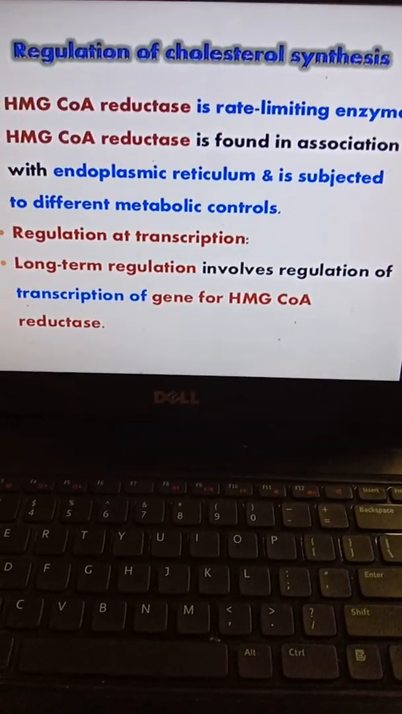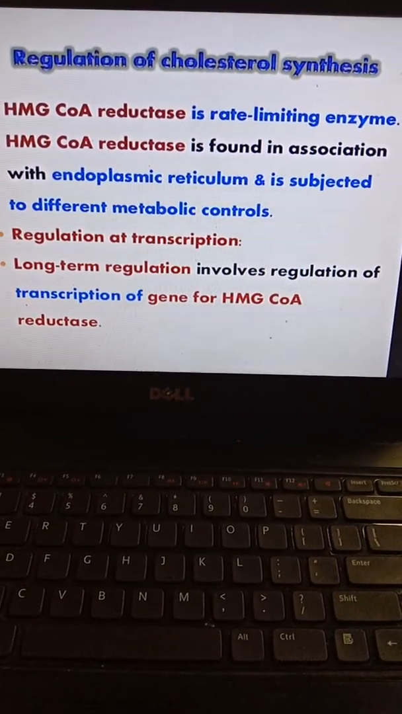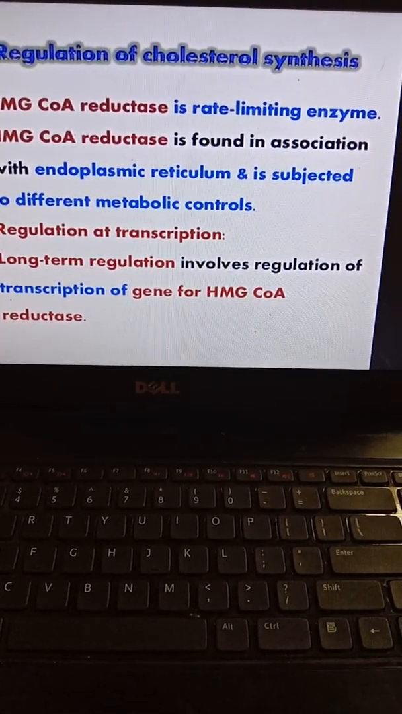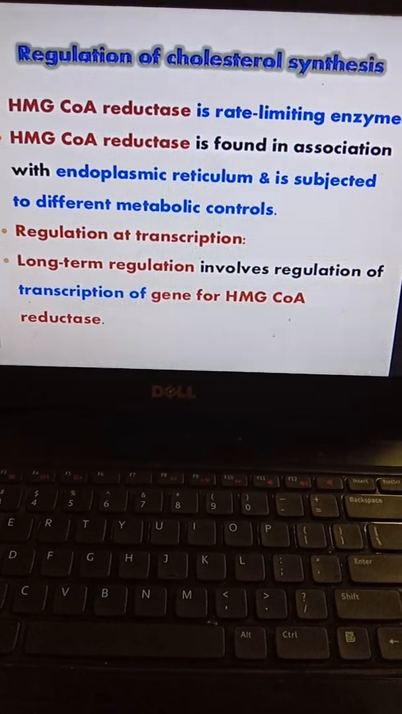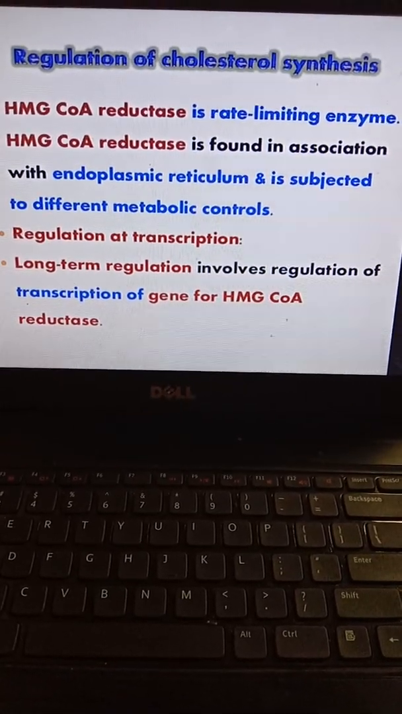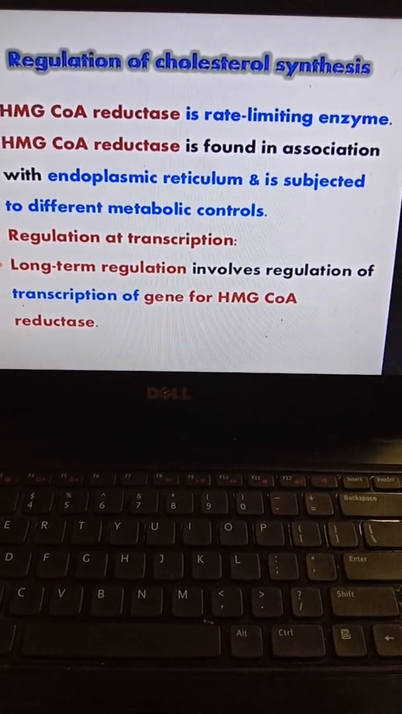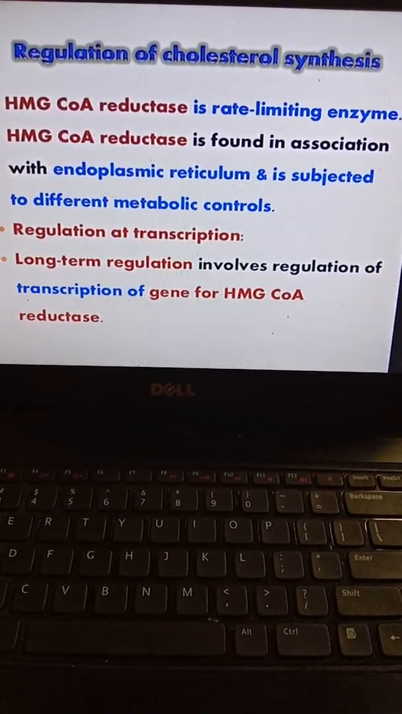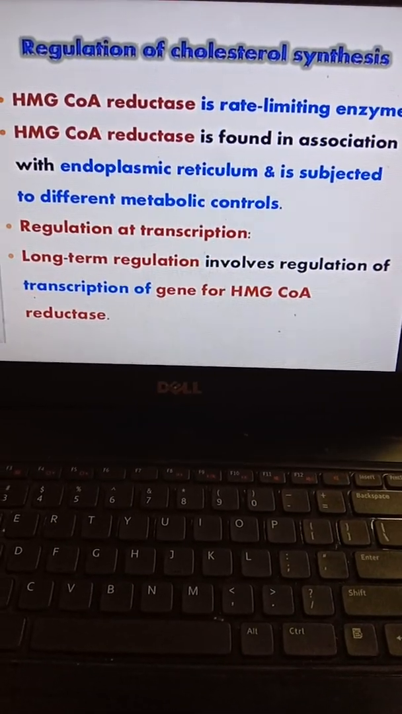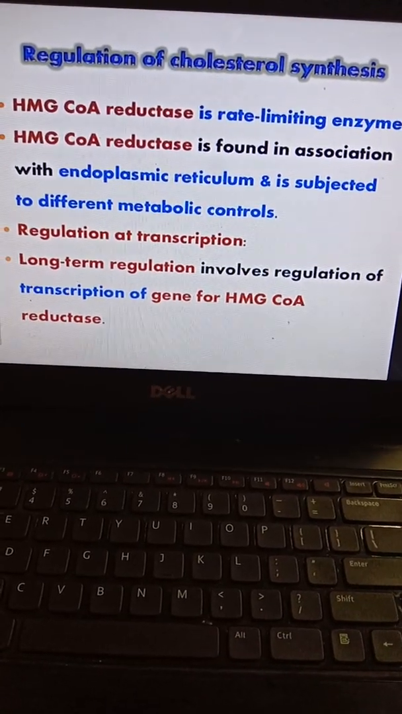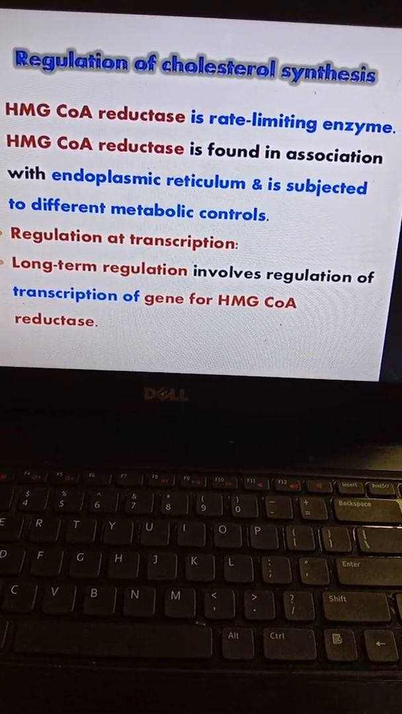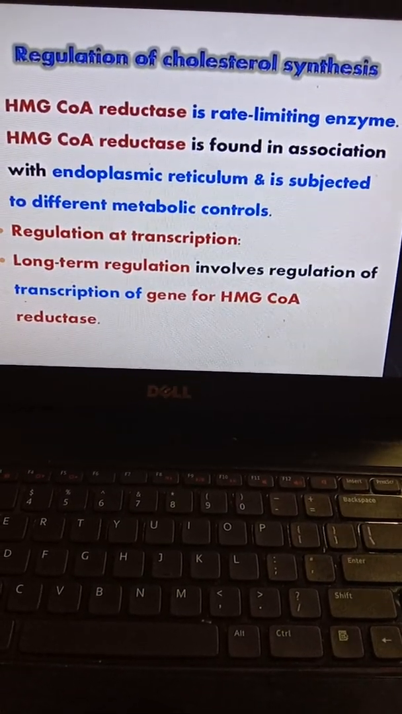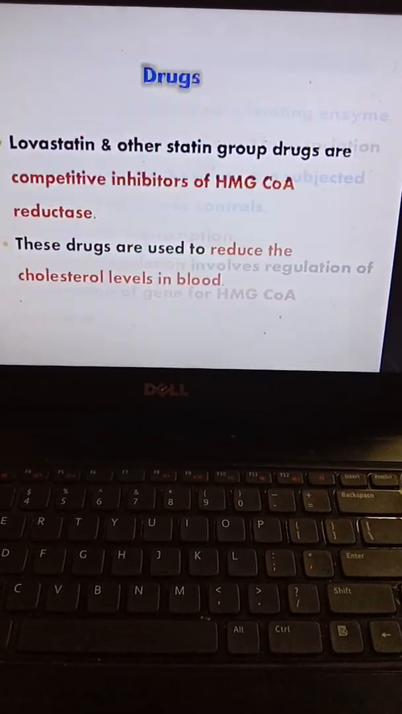Next, regulation of cholesterol synthesis. Who will regulate? HMG-CoA reductase enzyme, that is the rate limiting enzyme. It is associated with the endoplasmic reticulum and is subject to different metabolic control. If some control is required, HMG-CoA reductase will help to regulate. Now regulation of transcription. Long-term regulation involves regulation of transcription of the gene for HMG-CoA reductase. So cholesterol synthesis requires this type of regulation.